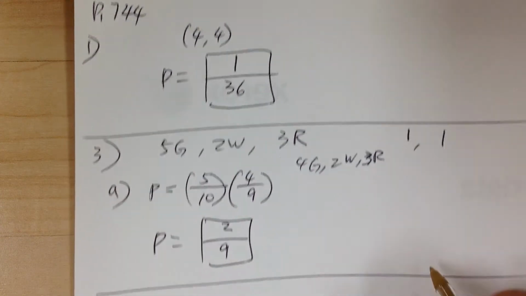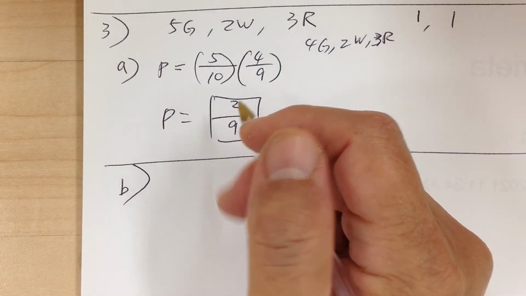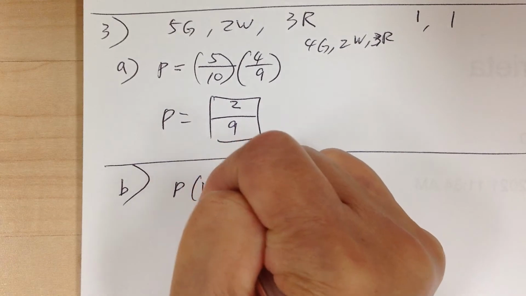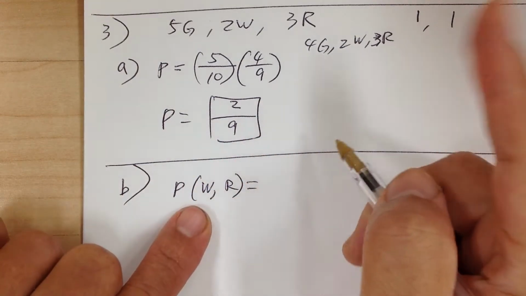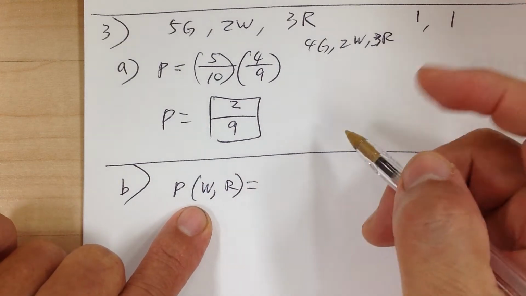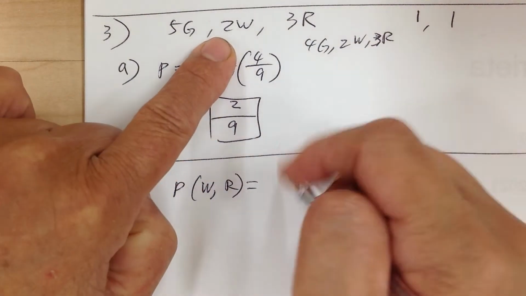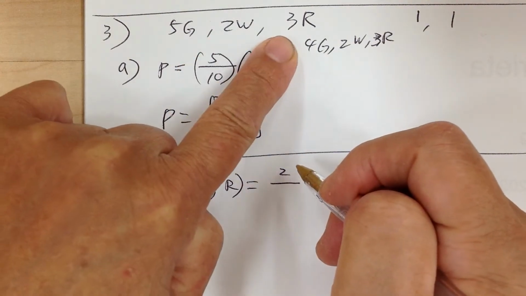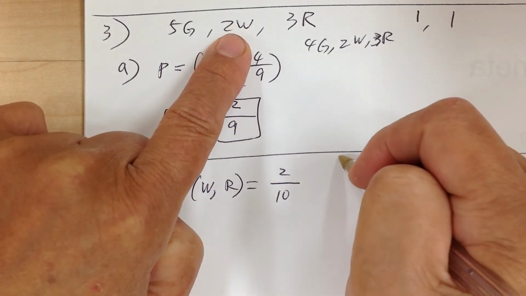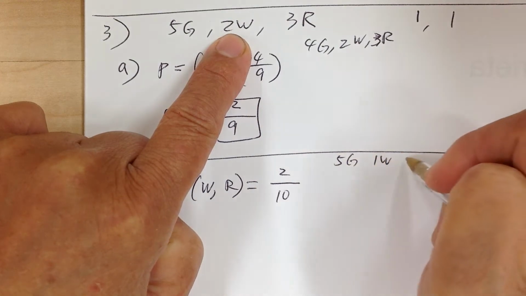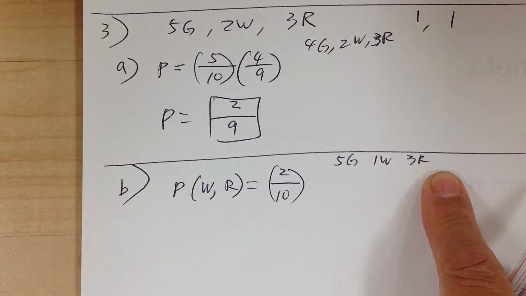Okay, for part B. For the probability that the first jersey is white, so you're looking for the probability of white, and the second jersey is red. When you pick only one item, you can use a fraction. So the first jersey is white, so it'd be 2 out of 10. After you get 1 white and put it on, the sample space becomes 5G, 1W, and 3R. So again, you have to keep track of your sample space for the second pick.